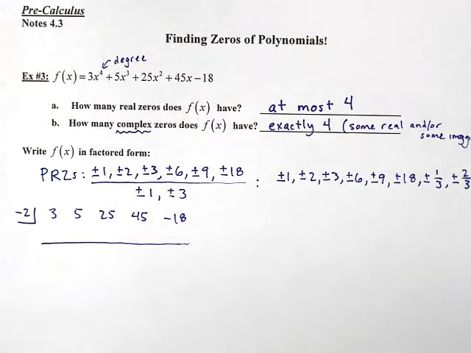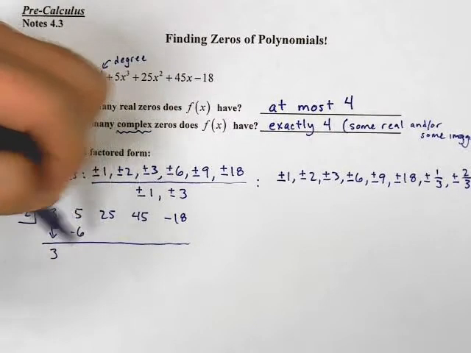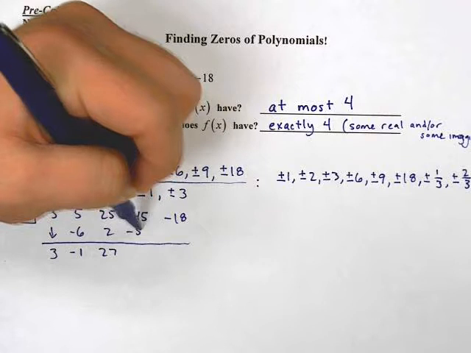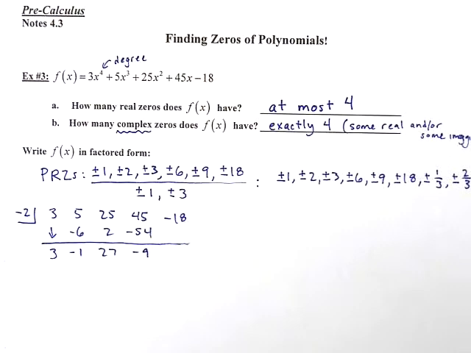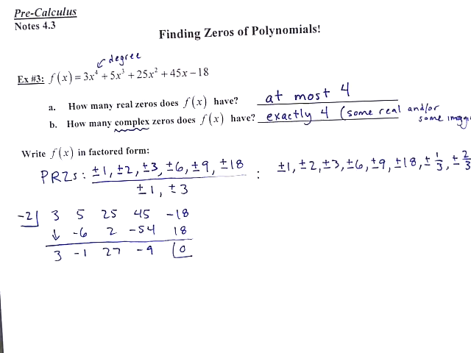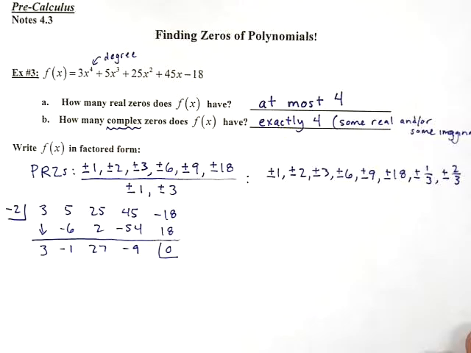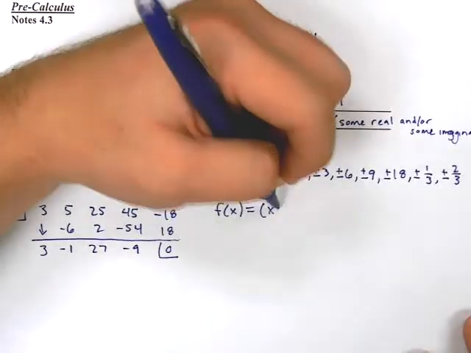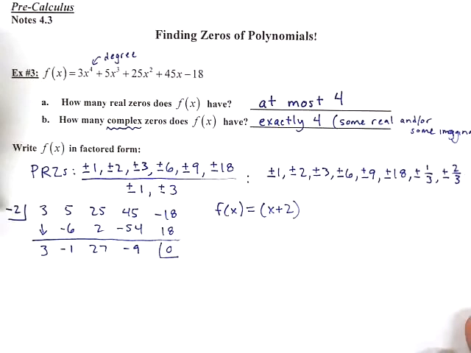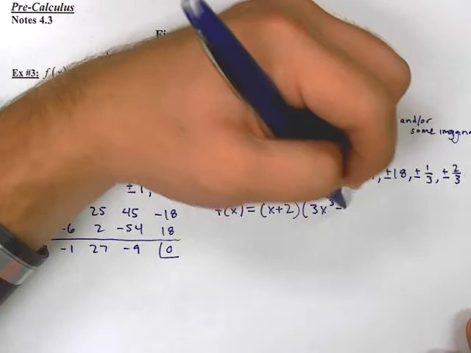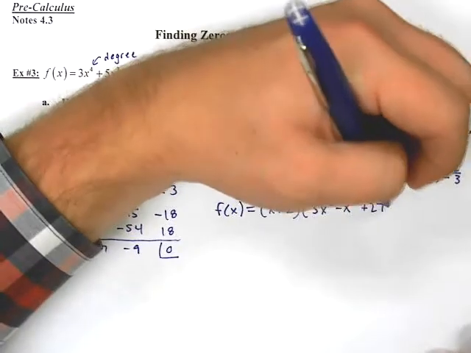And let's see here, bring it down. I got a 3, a -6, a -1, a +2, a 27, a -54, a -9, and a +18. Alright, so I know my remainder, so I know I can rewrite this. Let's do it. F of x equals, be very careful, remember it's x plus 2, right? If I divided by -2, I get +2. And then I'm left with 3x cubed minus x squared plus 27x minus 9.